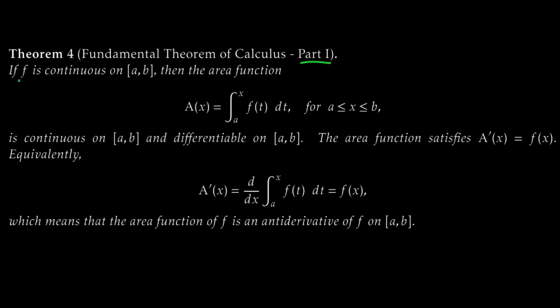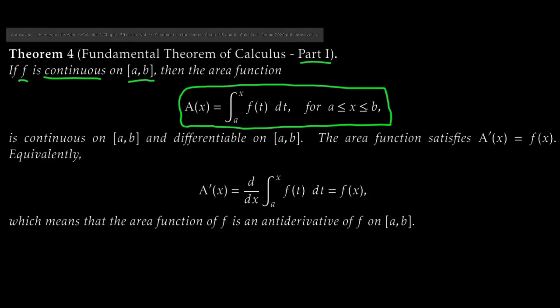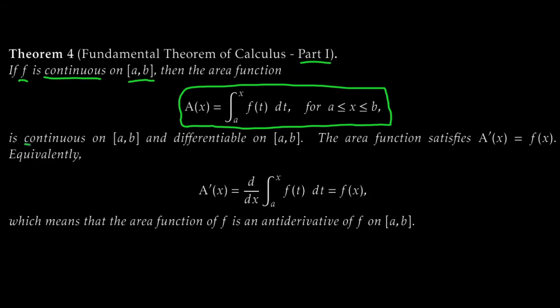Once again, we start with a function f, which is continuous, and now we're doing it on a closed interval. So f is continuous on the closed interval from a to b, and we take the area function, just like before. A of x is the definite integral from a to x of f of t dt, and it's defined for values that make sense here with the continuity of f. It's defined between a and b. Okay, cool. What the fundamental theorem of calculus part 1 is going to tell us is that this guy is continuous on the closed interval from a to b.